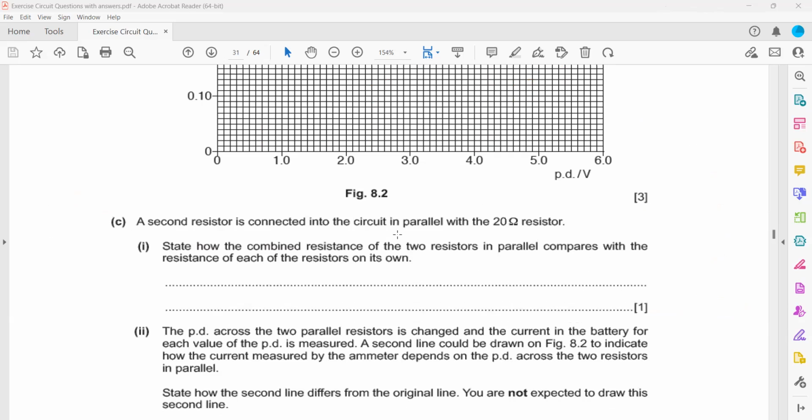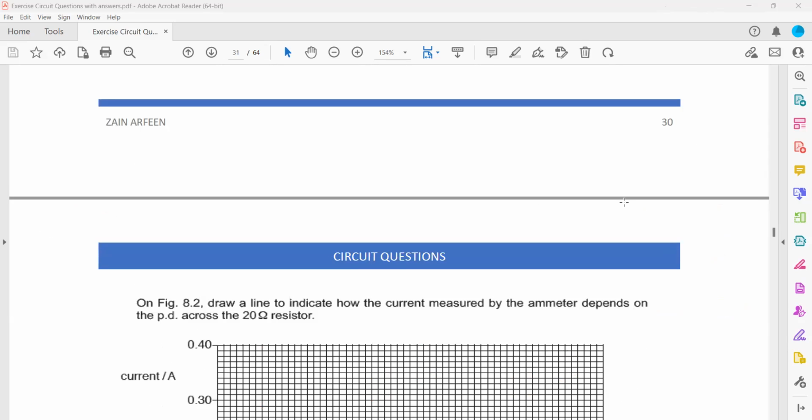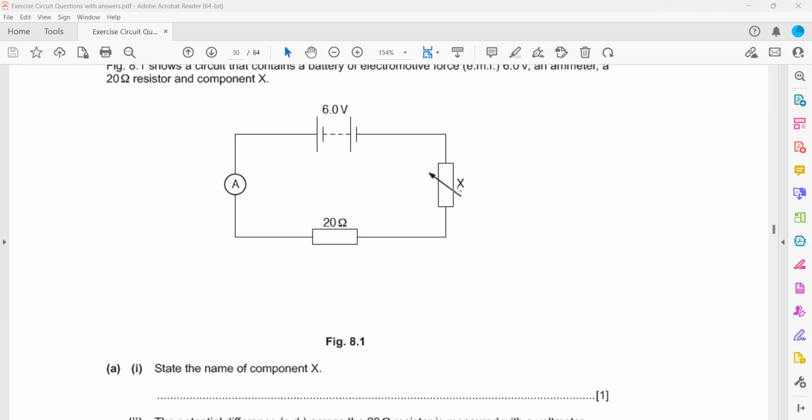A second resistor is connected in the circuit in parallel with the 20 ohm. How does the combined resistance of the two compare with the resistance of each resistor? What happened to the combined resistance? Their slope represents the reciprocal of R. For the current-voltage graph, the question is, we connect another resistor of 20 ohm in parallel to this first one. What happened to the combined resistance? Increase or decrease? If the two resistors are connected in parallel, what happened to the combined resistance? Decrease. The combined resistance will decrease in parallel combination.